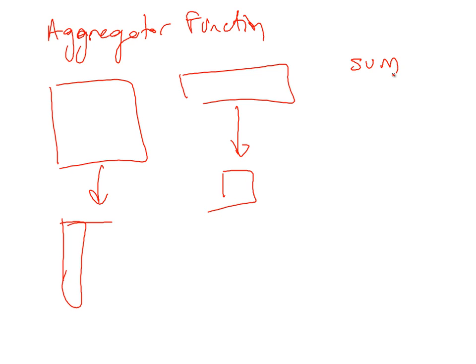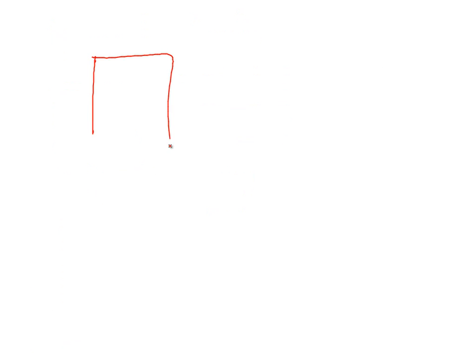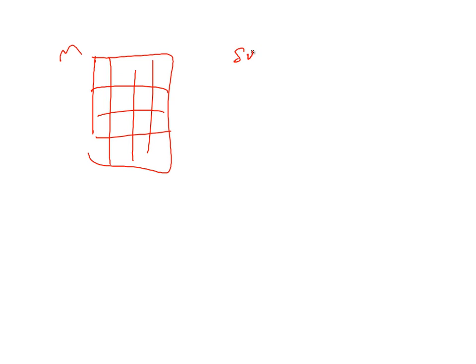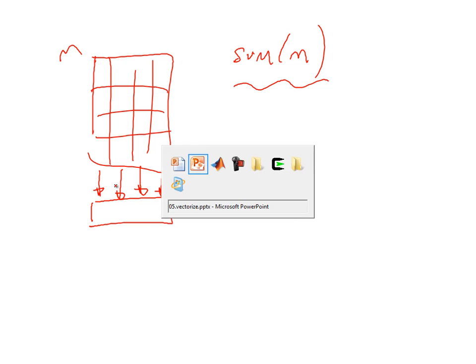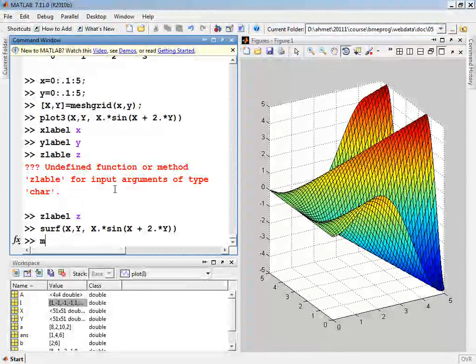Now these aggregator functions work along a dimension. So what do I mean by that? When you have a matrix, M, if you say sum of M, it's not going to give you the sum of all elements in the matrix. What it will give you is a new vector with the sum of each column of your input matrix. Alright? So let's try that. Let's have M to be a magic matrix.